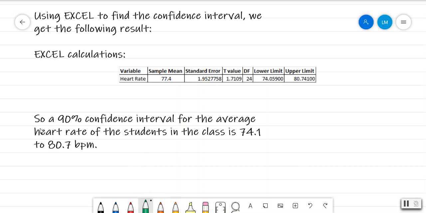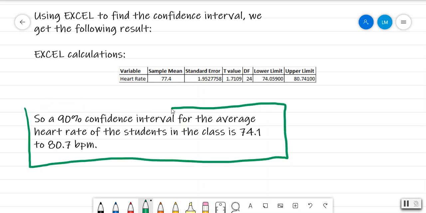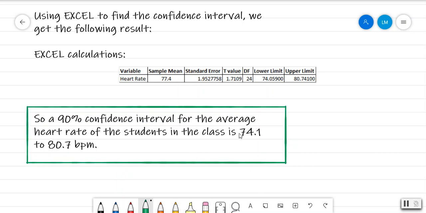Finally, we'll say that for a 95% confidence interval for the average rate of students, if we round to one decimal place, this is where we would lie between. The average is somewhere between 74.1 and 80.7, and we are 90% confident in that measurement. So that's going to be it for this chapter.